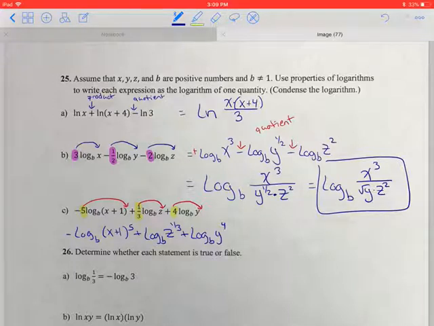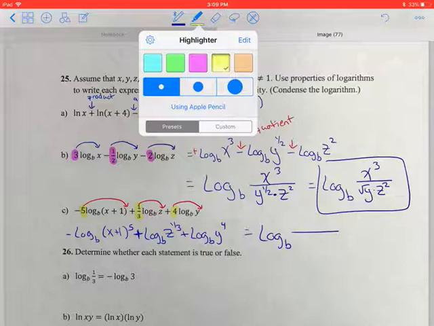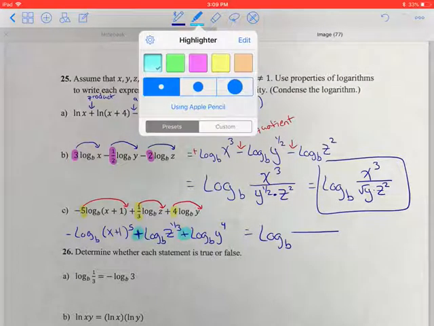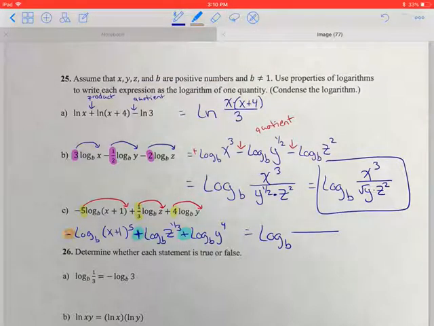All right, so now I'm ready to go down to a single log. So I'm going to write log base b one time. Remember, anything that has a plus goes in the numerator. Anything that has a minus goes in the denominator. So notice here are my pluses, and then here's my minus. So the pluses, I'm going to put those in the numerator. So z to the 1/3, remember, times y to the 4th.